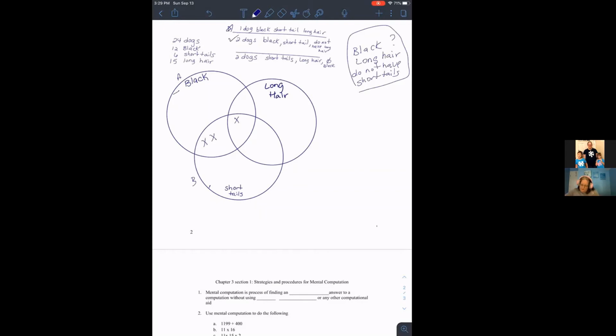And then two dogs have short tails and long hair, but they're not black. So I would put the two X's here because they are shared between the long hair and the short tails. So, okay, that's our little detailed one to kind of get us started.